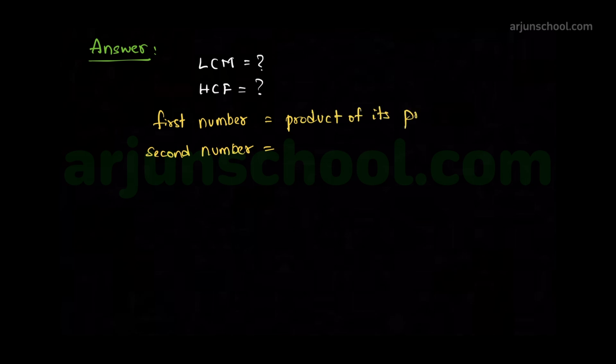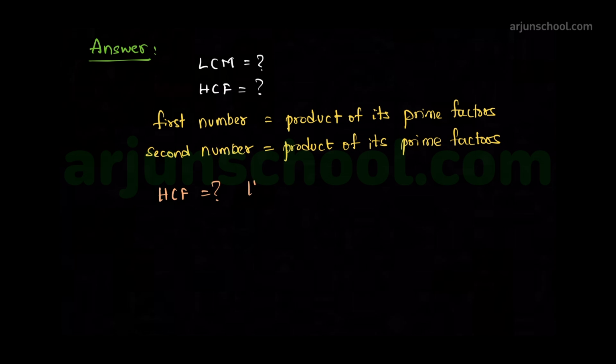To find the HCF and LCM, we will use the prime factorization. We first write each number in their prime factorization form. Consider that we have written each number as the product of its prime factors. What is the HCF? HCF is highest common factor, which is the product of all the common prime factors with the smallest power.